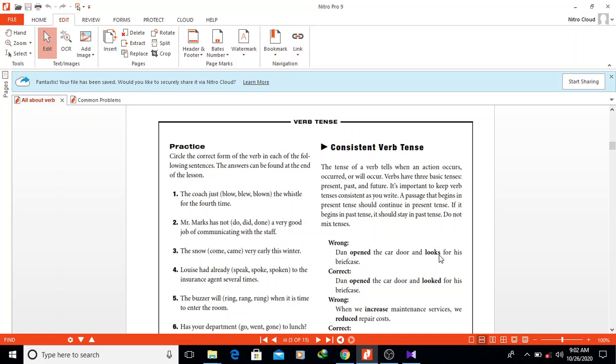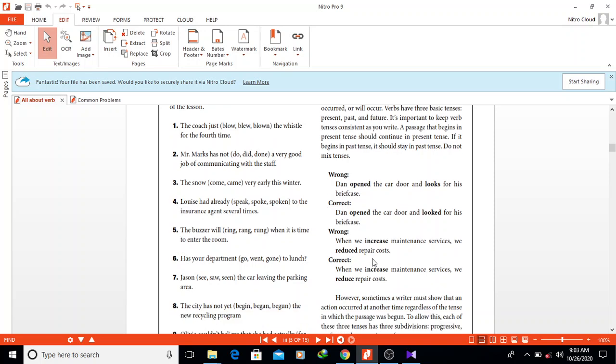Although what Dan did happened at the same time, when you use different tenses, it means that activity happened at different times. So be careful. Okay, you have to be consistent. So here, of course, it's not a fact. It tells something that happened to Dan. So you use simple past. Dan opened the car door and looked for his briefcase. Okay.